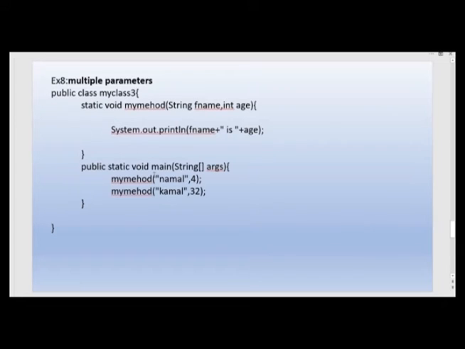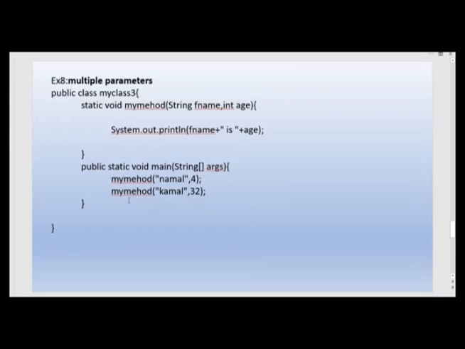My method, inside of the parenthesis, there is "Normal" and 4. The text "Normal" is assigned to fname, and 4 is assigned to age. Now when the compiler searches for myMethod, inside of the myMethod it prints on the screen "Normal" and 4 as text.